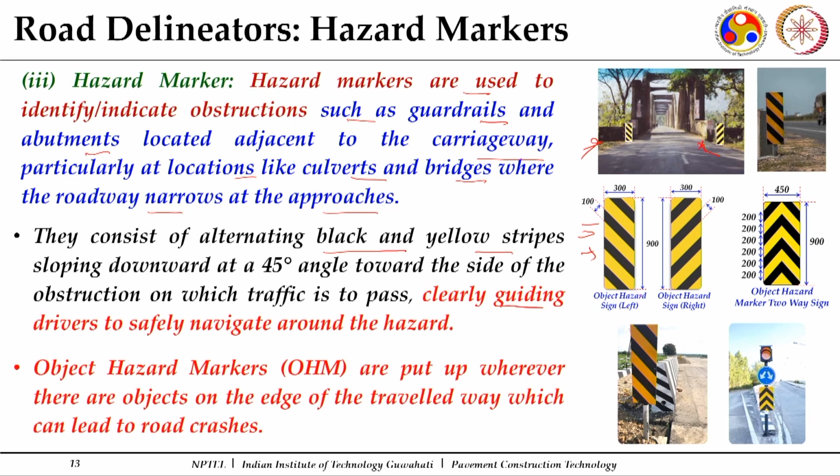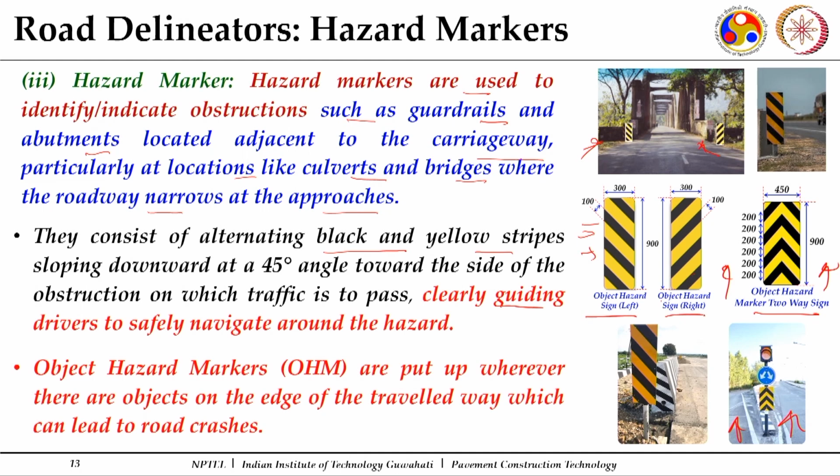So, this means the traffic needs to pass by here. This is guiding that the traffic is to pass by this side. In this particular manner, in this direction the traffic should pass. Here it is a two-way sign marker. So, the middle one is to be avoided, and the traffic can move in this direction and the traffic can move in this direction, as in this particular case.